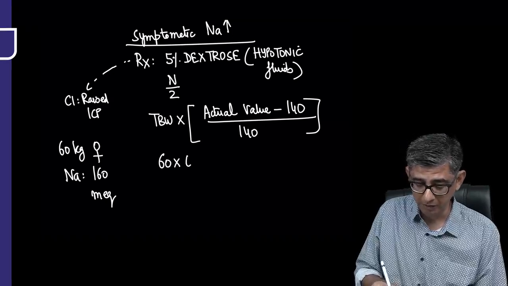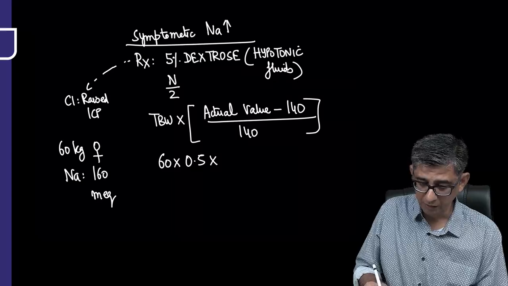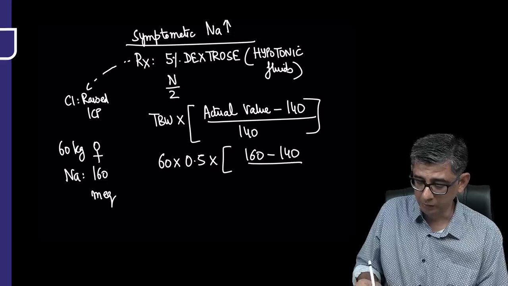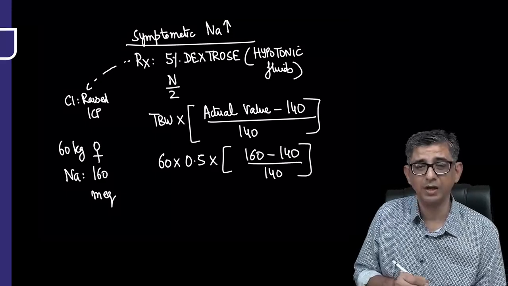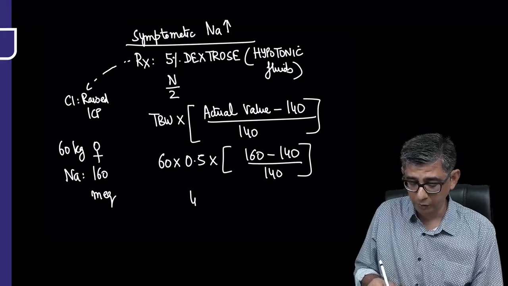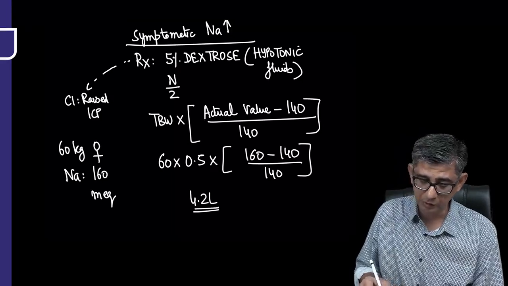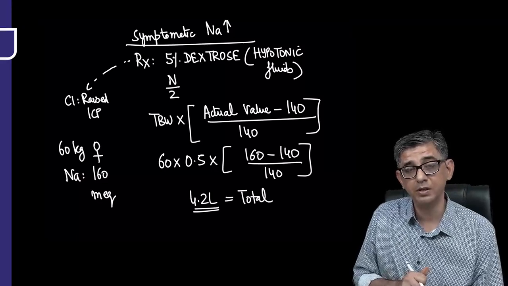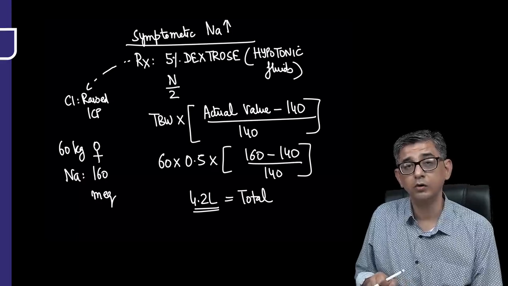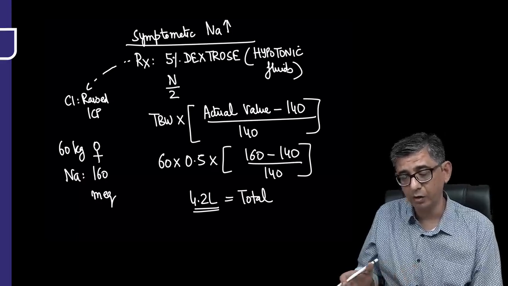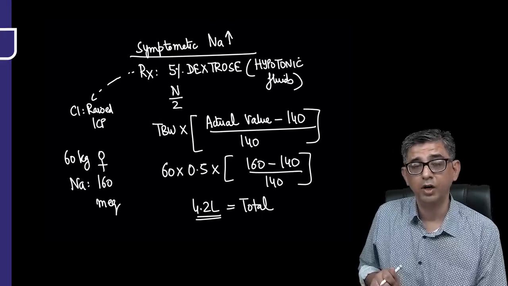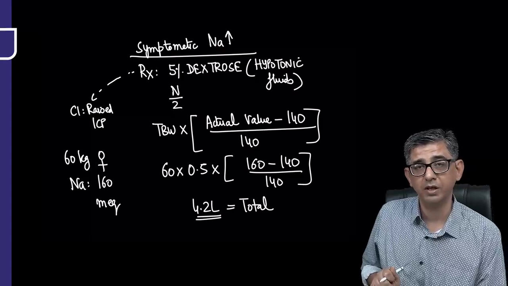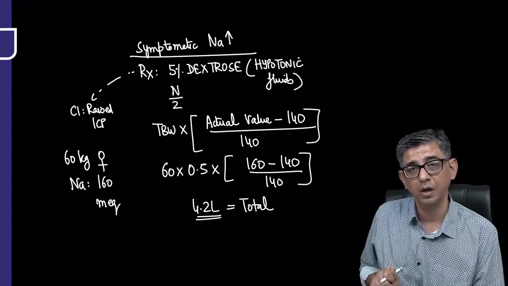So for a female patient, it is 60 into 0.5. The actual value given in the question is 160. We just need to do a bit of mathematics here, which I've already done so that I can save some time. And the value that you will get for the total fluids for this person would be 4.2 liters of fluid to be administered. This fluid would not be administered over 24 hours. Again, I would like to span it out, because just like I was telling you that we should not be doing a fast correction of hyponatremia, we should not be doing a fast correction of hypernatremia also.